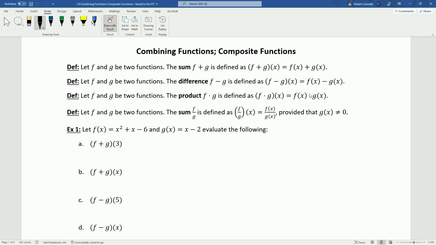The quotient, f over g, is defined as f over g of x equals f of x divided by g of x, provided that g of x does not equal 0. So this is key, of course, because we can't divide by 0. So the quotient of two functions is only defined in the case that that bottom function isn't 0.